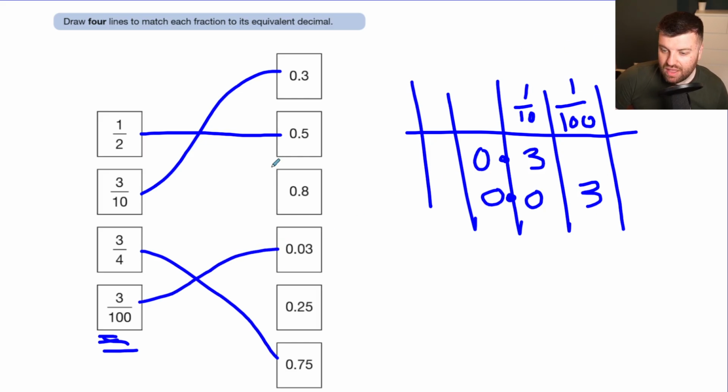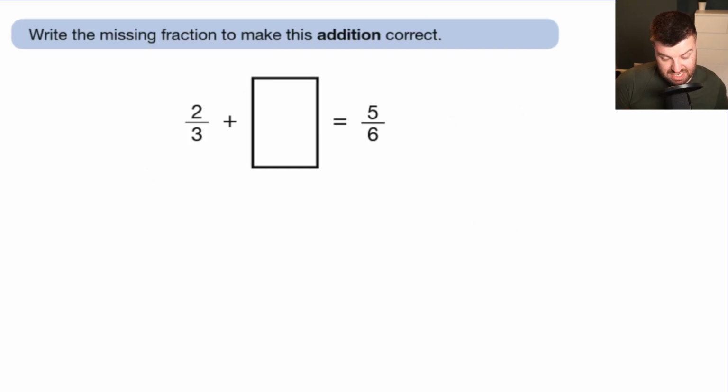Boom, we've got it. I'm going to say it one last time. You need to know your halves, quarter, and 3/4 equivalent to decimals. We just need to know it, guys. It's as simple as that.